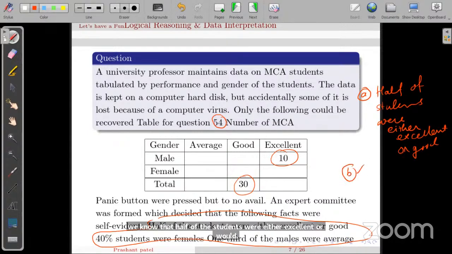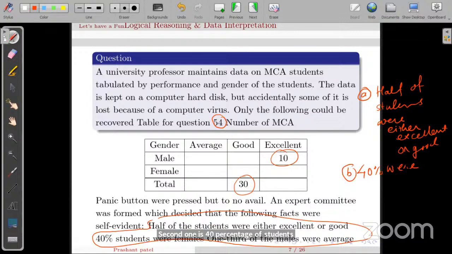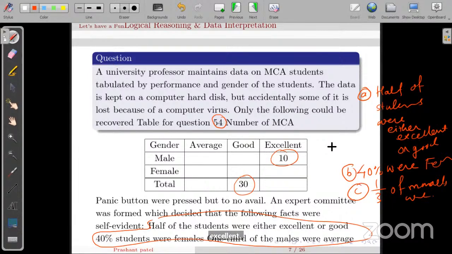Second one is 40% of students were female. And third is 1/3 of the male were average. So 1/3 of them is an average student. So the given is gender, male, female, average, good, and excellent. These are the things which we have given to you.